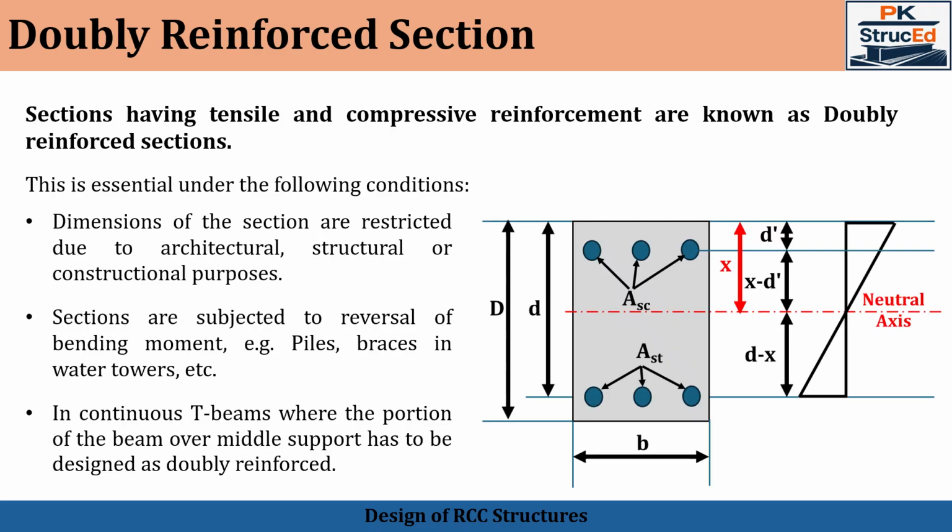The figure shows a doubly reinforced rectangular beam where reinforcement is provided both in the tension zone as well as in the compression zone. Here AST represents the area of the steel in the tension zone, whereas ASC represents the area of the steel in the compression zone.